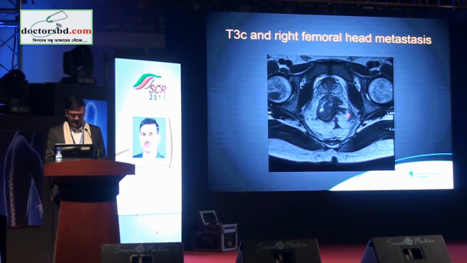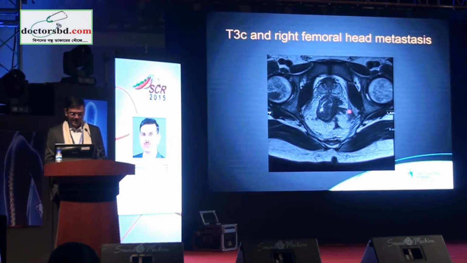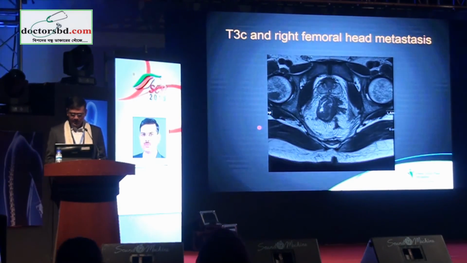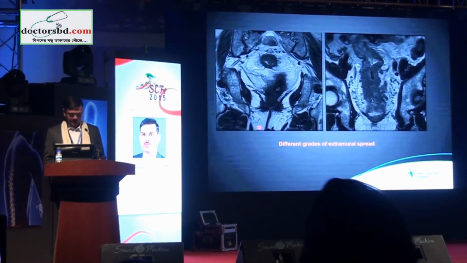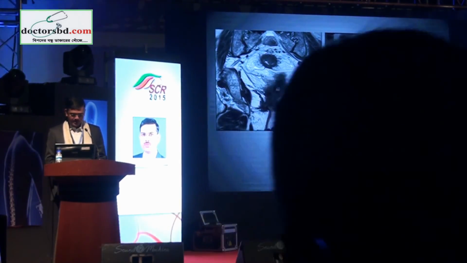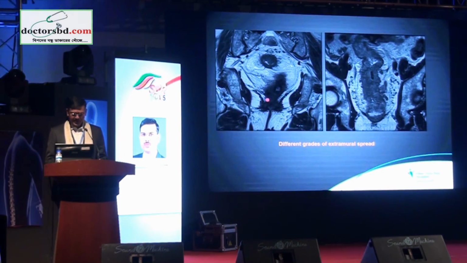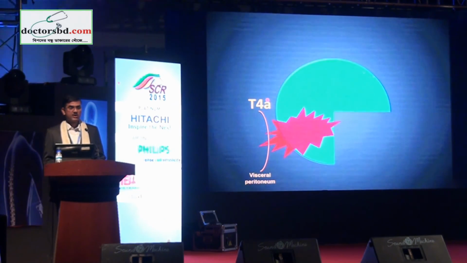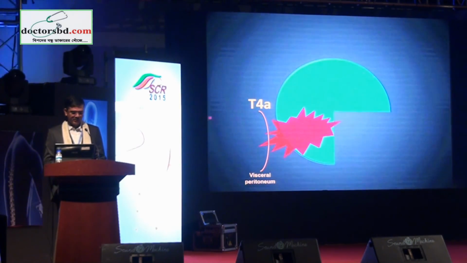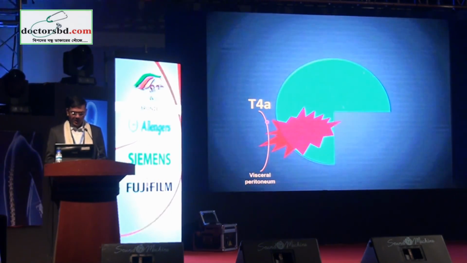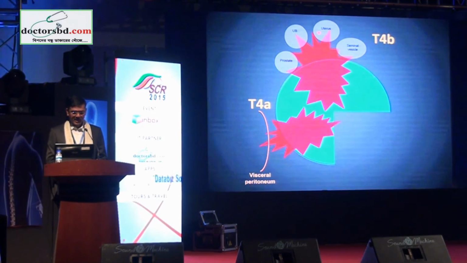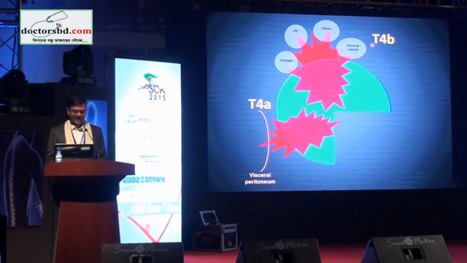So again another case here, which shows involvement of the circumferential resection margin along with a focal bony lesion in the right femoral head, suspicious for metastasis. So there are different grades of extramural spread. T4 is involvement of either the visceral peritoneum, which is called T4A, or involvement of adjacent organs like the prostate, bladder, uterus, or seminal vesicle, which is called T4B.